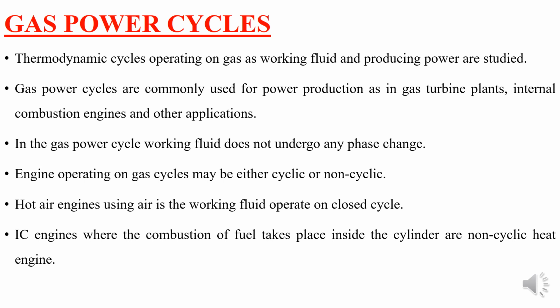For example, in an aircraft we also have an open type of gas power cycle, where the exhaust is left to the surroundings and we are not reusing that exhaust. So most gas power cycles are of the open type, except in power production.